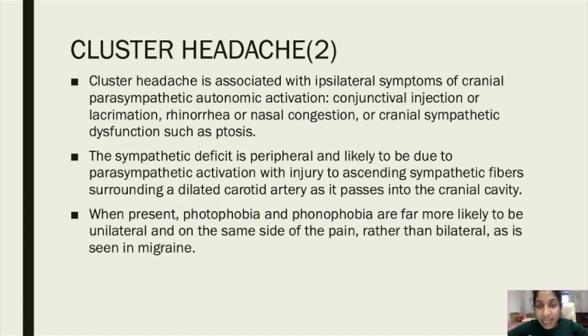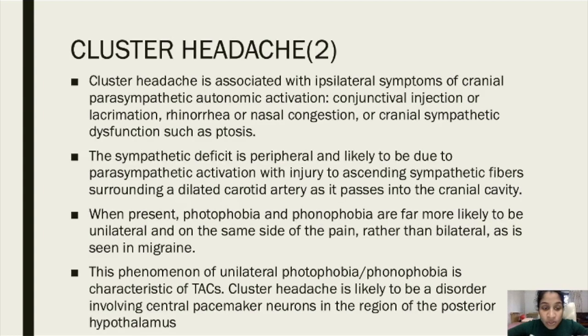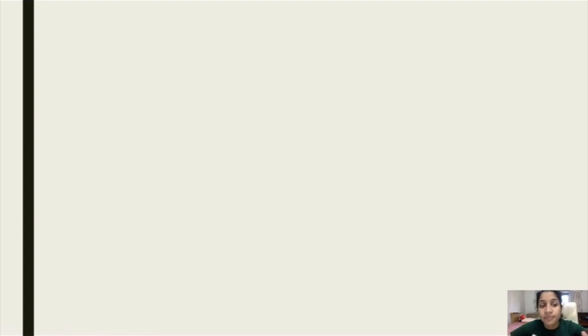And what is the difference between photophobia and phonophobia in cluster headache and in migraine? In cluster headache it is unilateral, and in migraine it will be bilateral, seen on both sides. So this phenomenon of unilateral photophobia or phonophobia is the characteristic of TACs. Cluster headache is likely to be a disorder involving central pacemaker neurons in the region of the posterior hypothalamus. So because of this involvement, there will be unilateral photophobia and phonophobia.